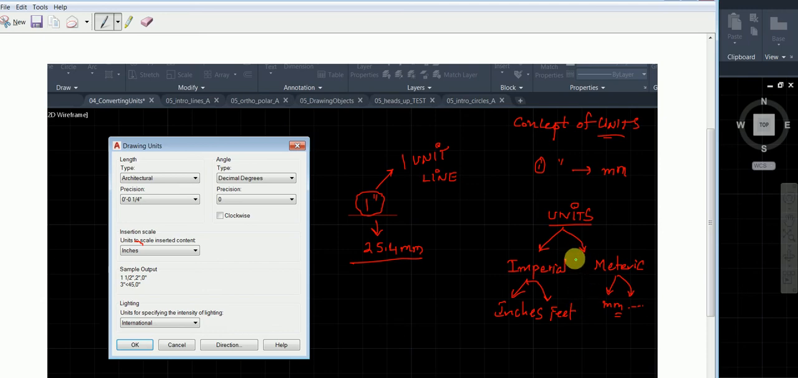Whenever there is imperial, that means inches, feet, whatever, here it should be architectural. Remember, all the time. This is a setting which you have to do. AutoCAD is not so smart, you have to be smarter than him. So whenever you see inches, you should convert to architectural. You'll ask me why, I will give you the answer also why.